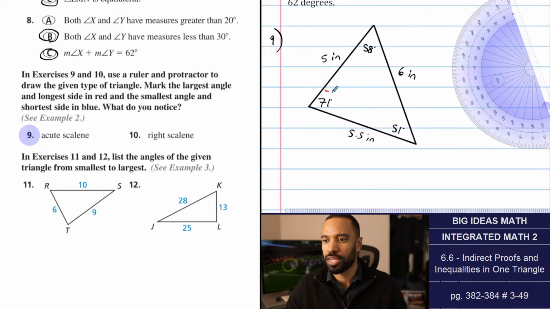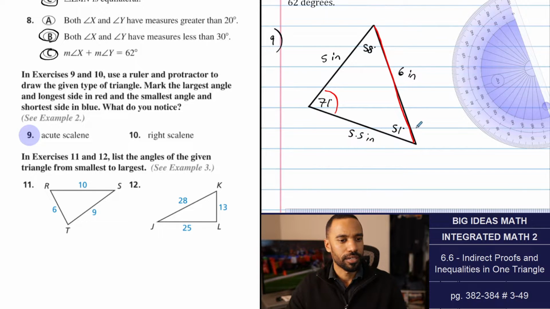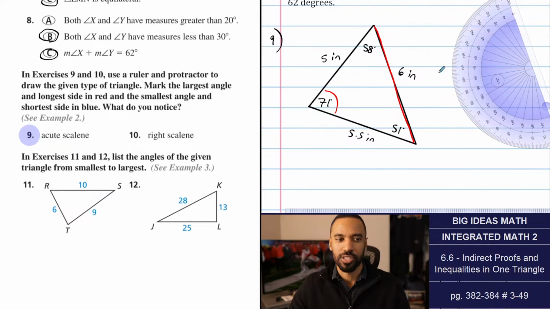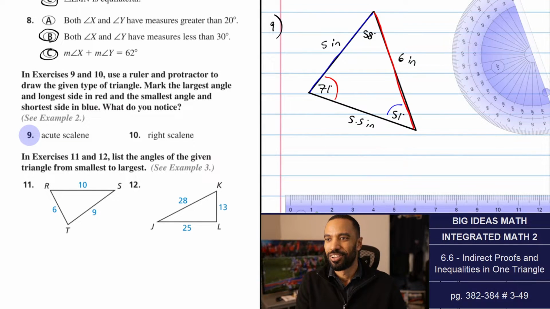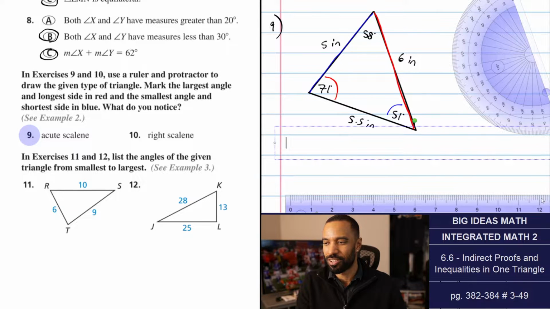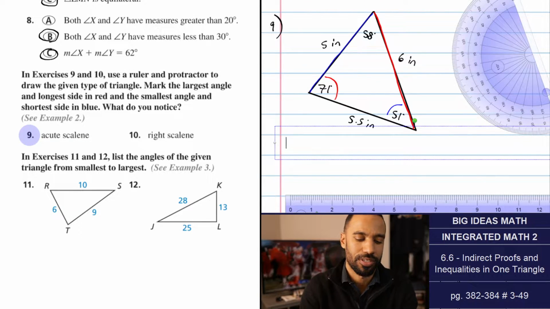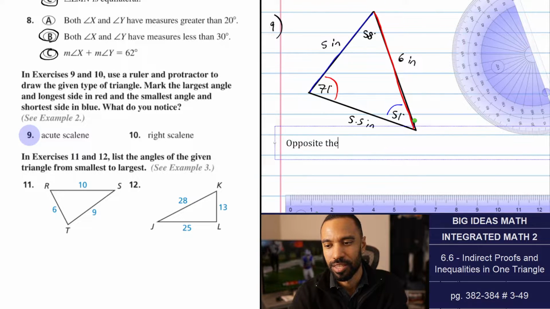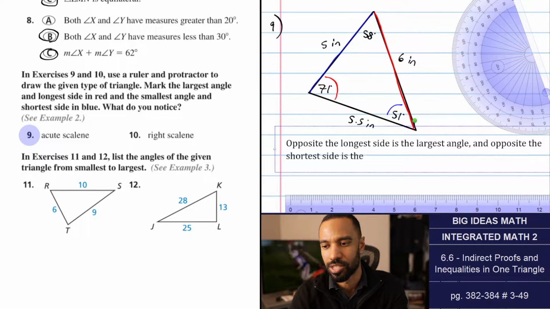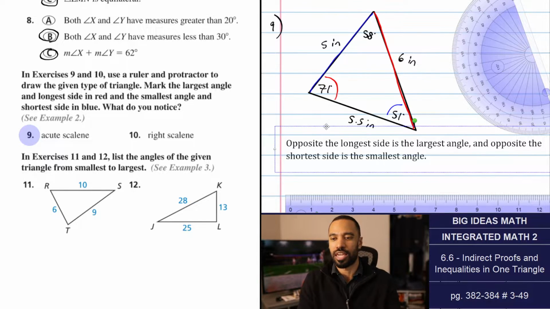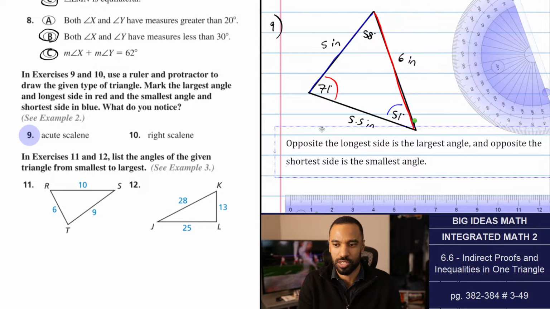Okay, mark the largest angle and longest side in red. Largest angle here. Longest side is this one. Okay, mark the smallest angle and shortest side in blue. Smallest angle and shortest side. What do I notice? Opposite the longest side is the largest angle, and opposite the shortest side is the smallest angle. That's the same thing as our number 2, and number 10 will have the exact same answer as this one because that's just how these triangles work.